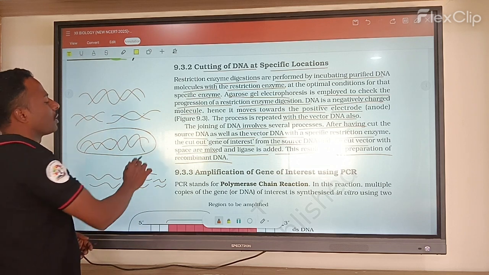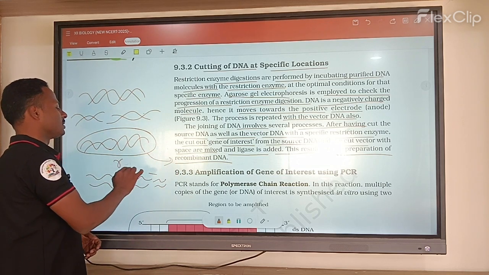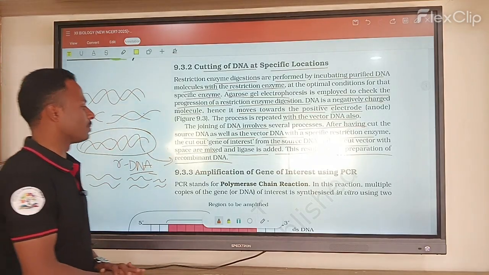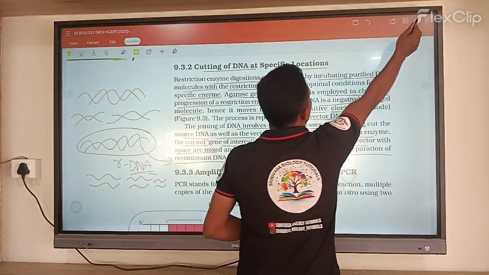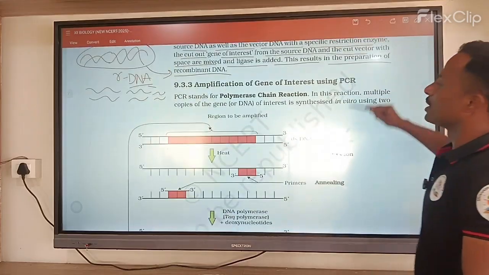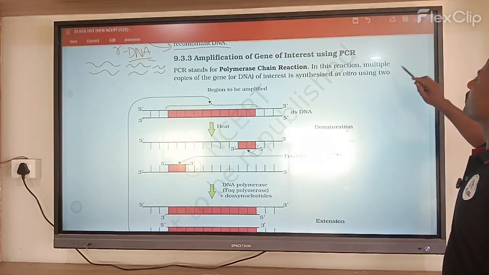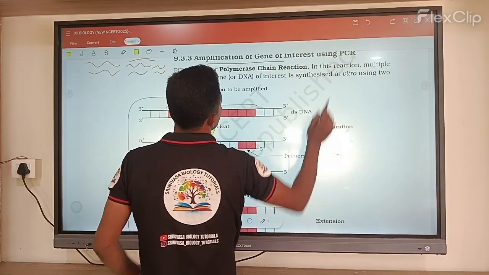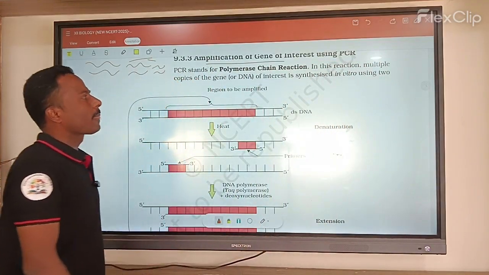That DNA is called what? Recombinant DNA. Recombinant DNA is developed. Okay, this is cutting of DNA at a specific location. Next, the third one is amplification of the gene of interest using PCR.